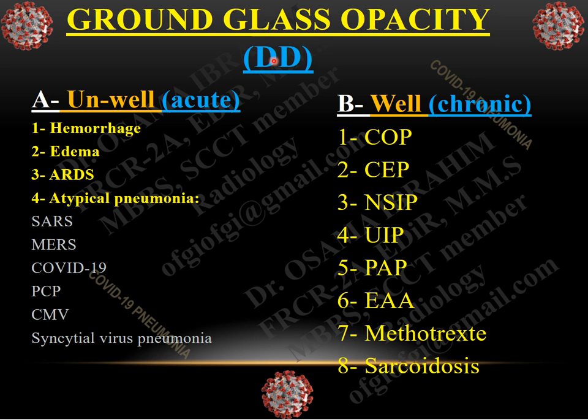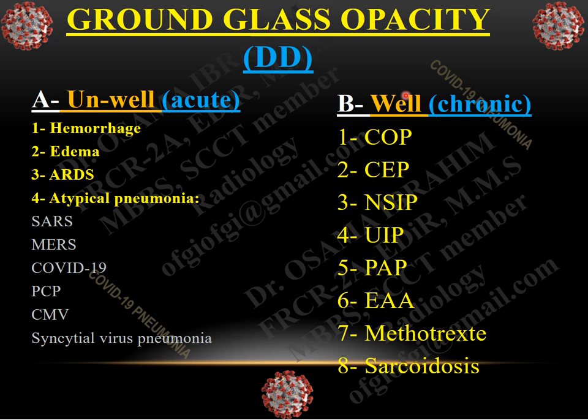We can differentiate ground glass opacity another way, by whether the patient is unwell or well in the clinical presentation. If the patient is unwell, we consider this list as a differential diagnosis: hemorrhage, edema, acute respiratory distress syndrome, or atypical pneumonia like SARS, MERS, COVID-19, PCP, CMV, respiratory syncytial virus pneumonia.